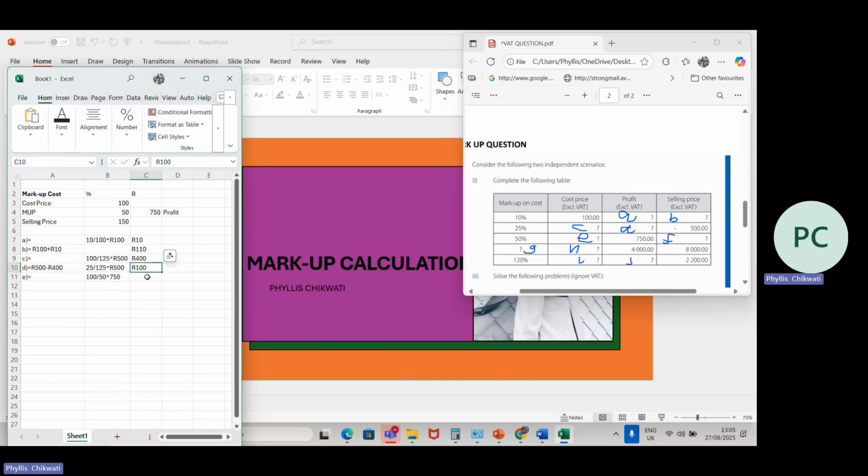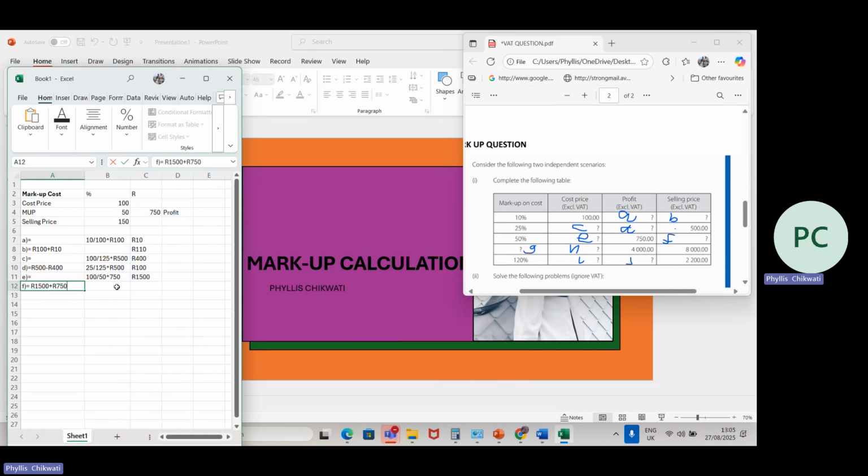Remember what we are looking for divided by what we have times the amount given. So I'm just going to plug this on my formula divided by 50 times 750. Okay, so that gives me 1,500 is my cost price. Therefore, getting F is easier. Why? Because I have two components, I only have one left.